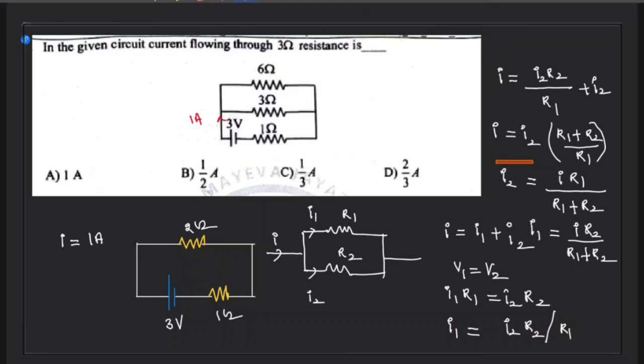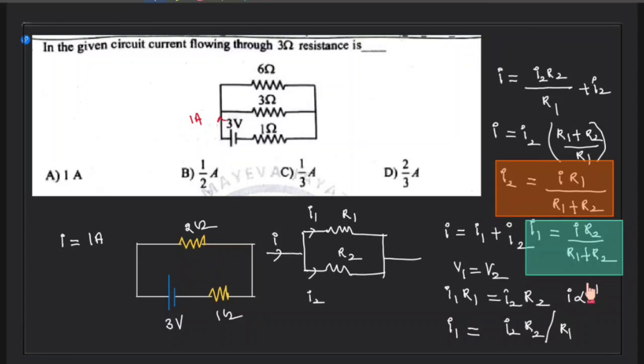I2 is equal to I into R1 by R1 plus R2, and you could say that I1 is equal to I into R2 by R1 plus R2, and there is one more relation that you have to keep in mind, that is, current is inversely proportional to the resistance. The current will be inversely proportional to the resistance here, right?